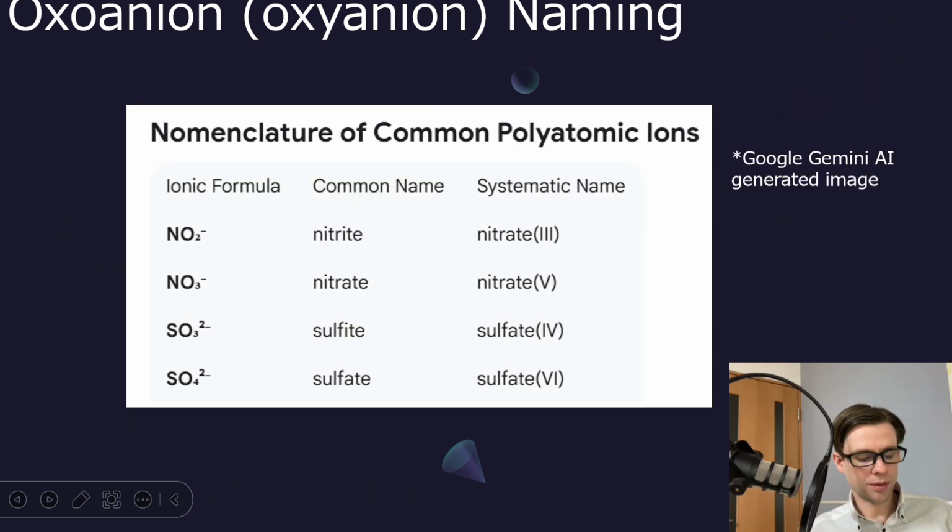So here are some common ones: nitrite and nitrate. So nitrate is nitrate(V) oxidation state. Nitrite, though, is just labeled nitrate(III) in brackets. It's only a +3 oxidation state on N. Sulfite and sulfate, as I said, we can have sulfate(VI) and sulfate(IV). They have different numbers of oxygens and different amounts of oxidation on the central non-metal atom.